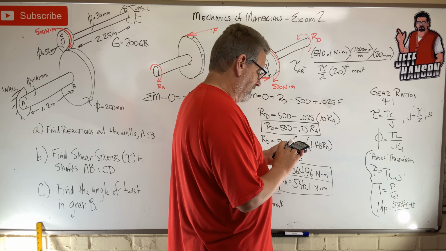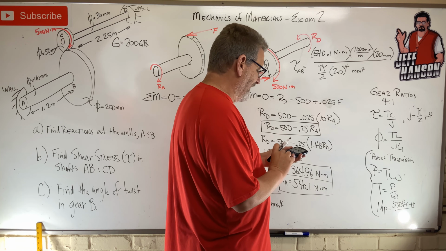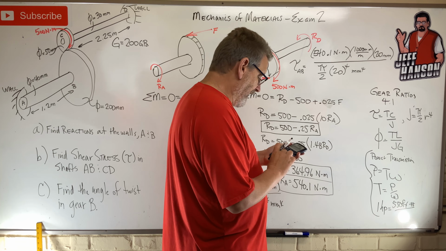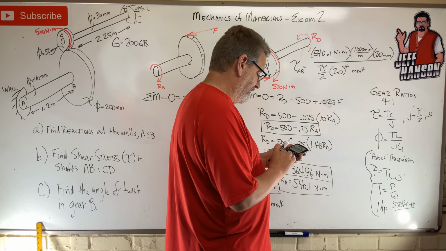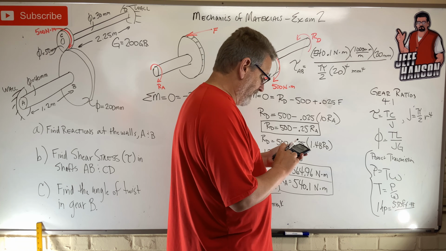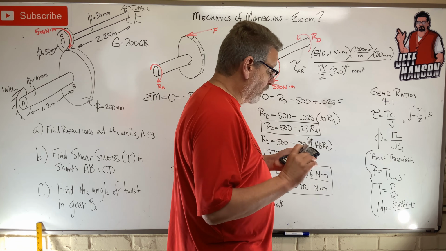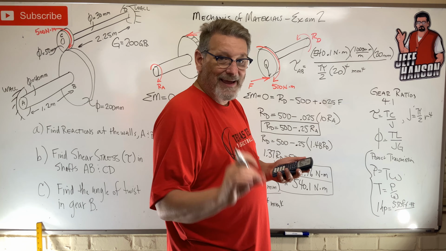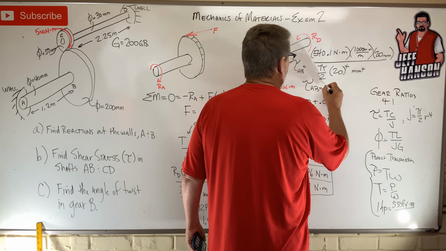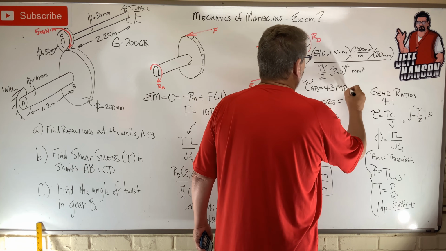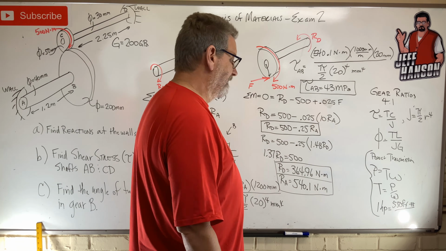Okay? So, 540.1 times 1,000 equals, times 20 equals, times 2 equals, divided by 3.14159 equals, divided by 20 to the 4th equals 42.98. Let's just call it 43, right? So tau AB equals 43 megapascals. Groovy. Okay? What about the next one?